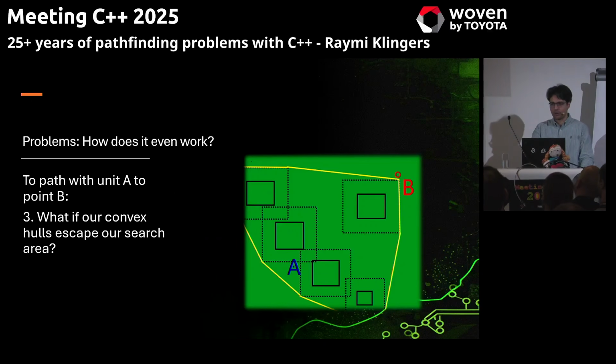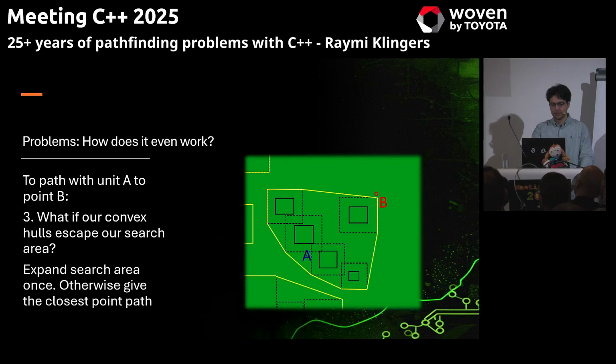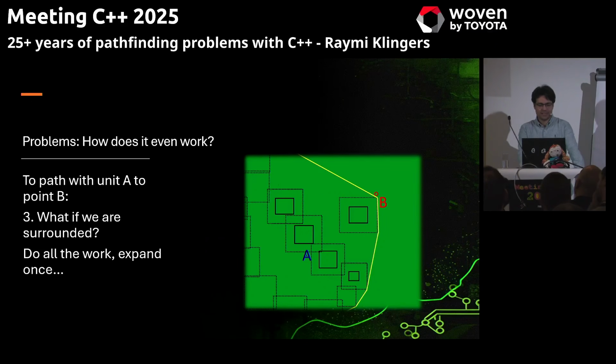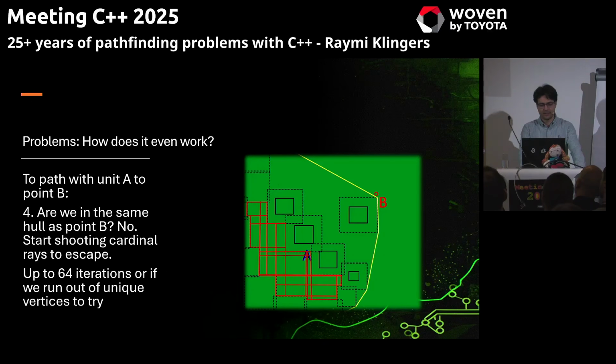Now, what if our convex hull escapes our search area? We expand our search area and we try again. Now, what if we are completely surrounded? So there is not actually a path. Now, this is just the worst case. We do our search area, we expand our search area, and then we do our random bounds of our cardinal rays. And we do this up to 64 iterations, or if there's no more unique vertices to try.